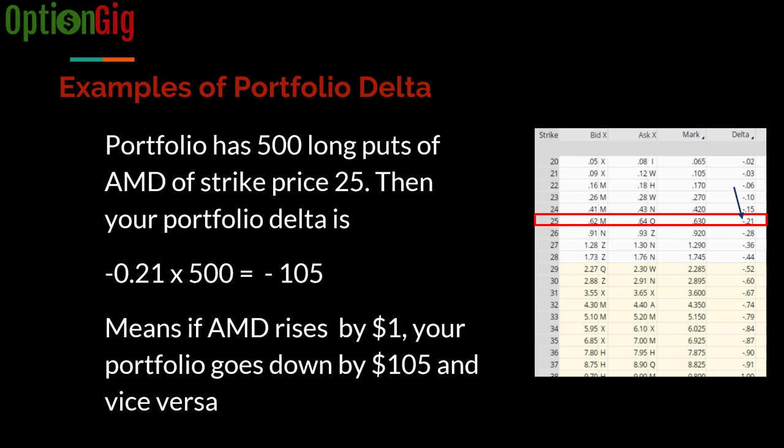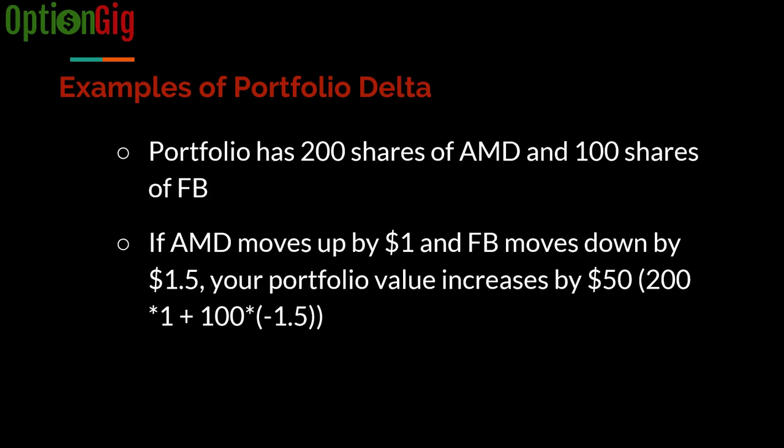But remember, the delta is negative 0.21. It means the pricing of this option will change in the opposite direction of the stock movement. So if AMD stock goes up by $1, your overall option price will go down by $105. If AMD goes down by $1, then your portfolio value, which has 500 long puts, would have gone up by $105. Right?